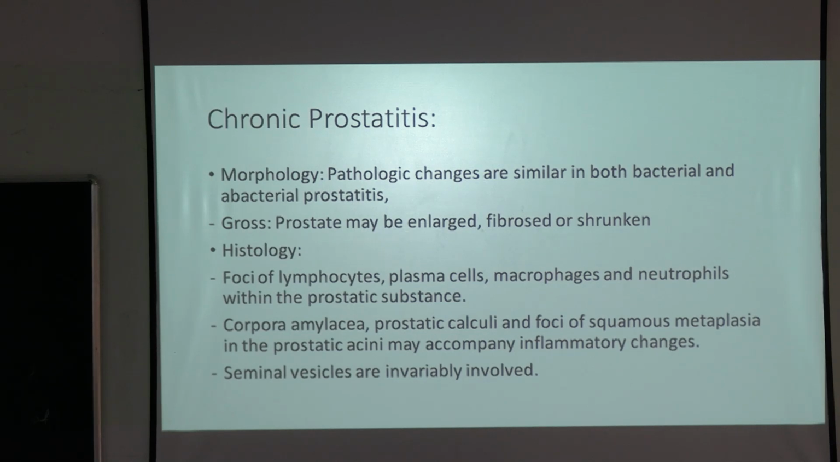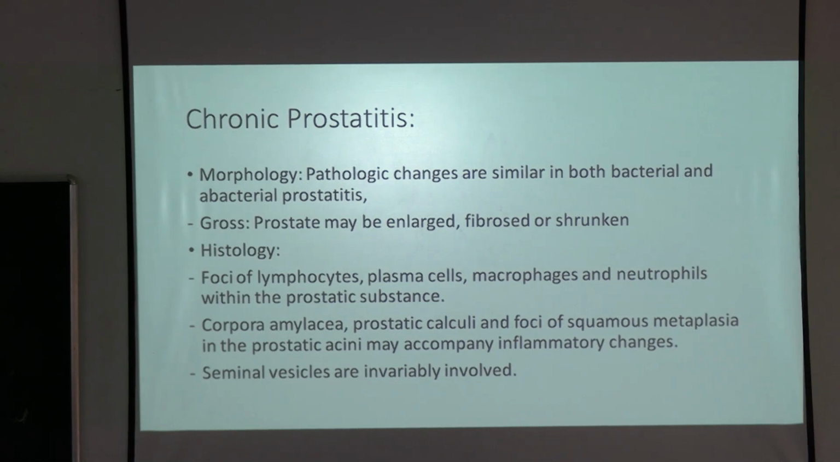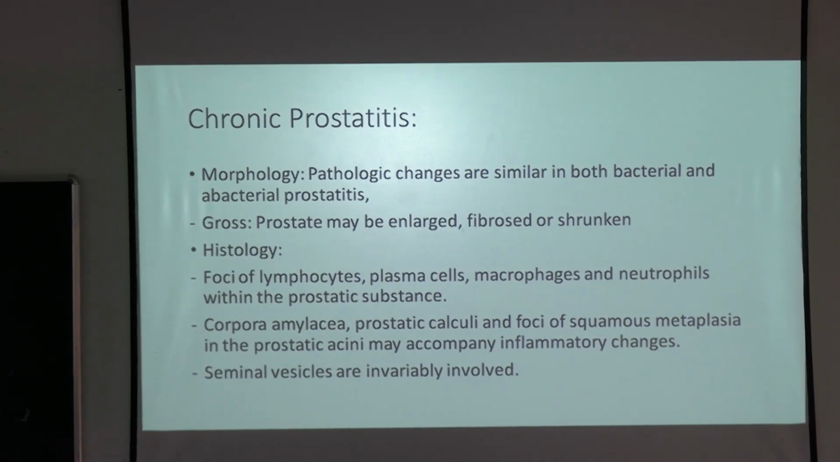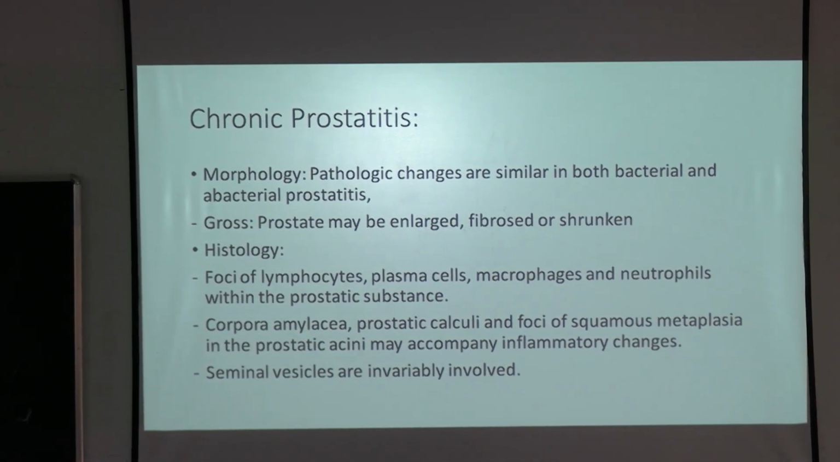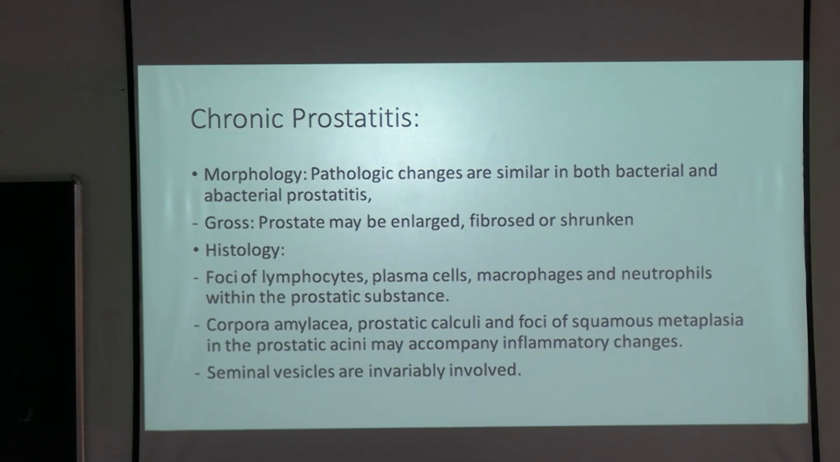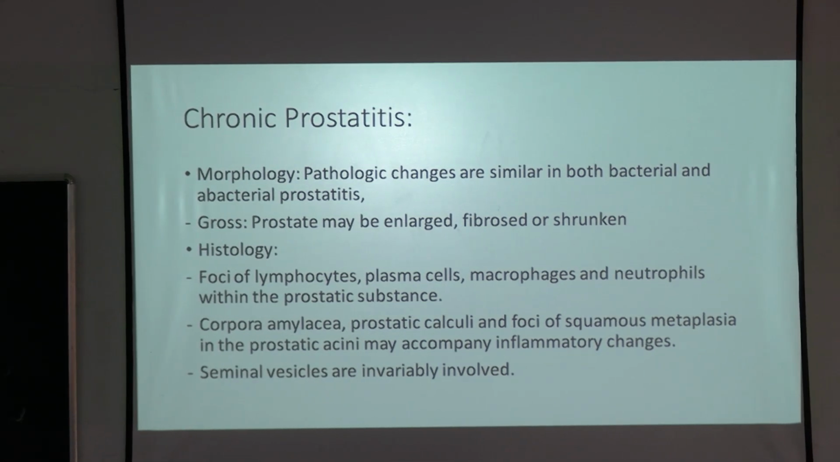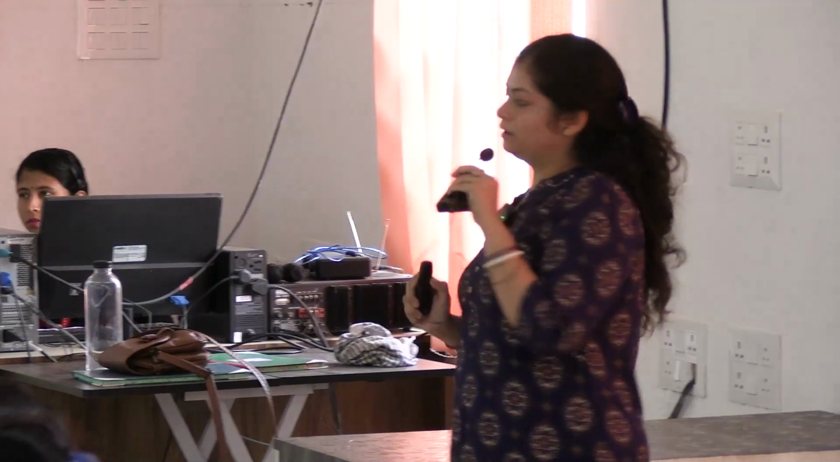Then corpora amylacia, prostatic calculi and foci of squamous metaplasia in prostatic acini may be there, and the seminal vesicles are invariably involved, okay. So corpora amylacia are the secretions that the prostate gland secretes, okay, and microscopically we can see those secretions. And prostatic calculi means stone formation in the acini, okay.